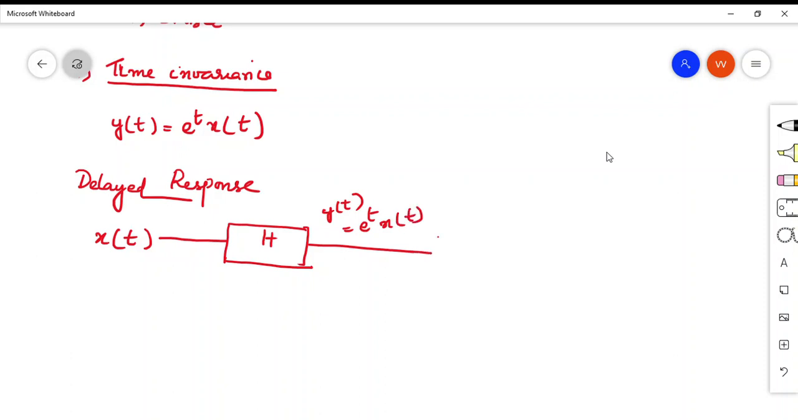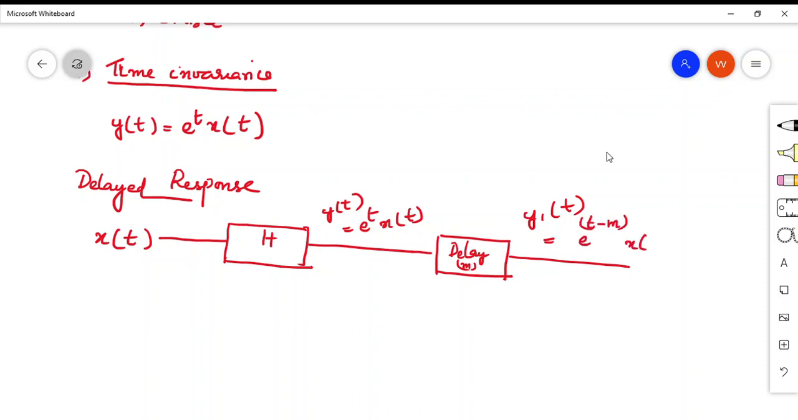Then you have to pass it through a delay. Imagine this is delaying your signal by m units. So you will now get an output which is the delayed response output, which can be written as y1 of t. When you pass it through this delay, the time factor will be delayed by m units. So e raised to t minus m x of t minus m will be your output now.